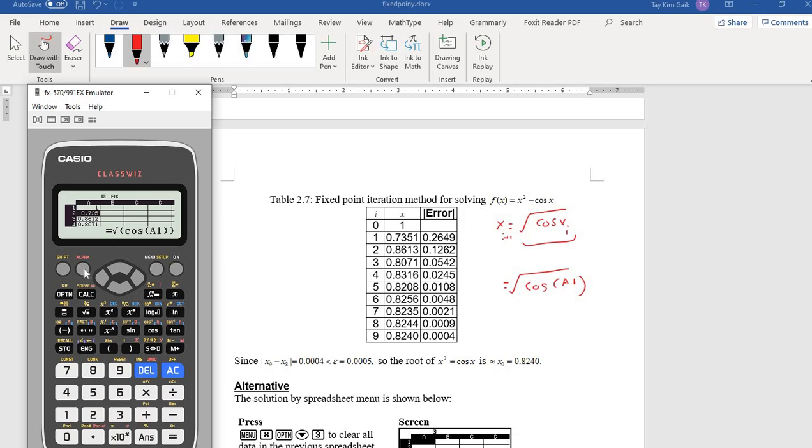Again, in the spreadsheet menu, you need to press alpha and the key to get the red color equal, not this equal. This is for normal calculation. To assign a formula, we use the red color equal. So equal square root cos, x naught is stored in cell A1, so you put A1. Later on, you just copy. To copy is actually the option. Go down, copy. And then to paste the formula, you go to the cell where you want to paste and press it. So for this fixed point iteration, you keep on going down, pressing equal, go down, pressing equal until no more changes.